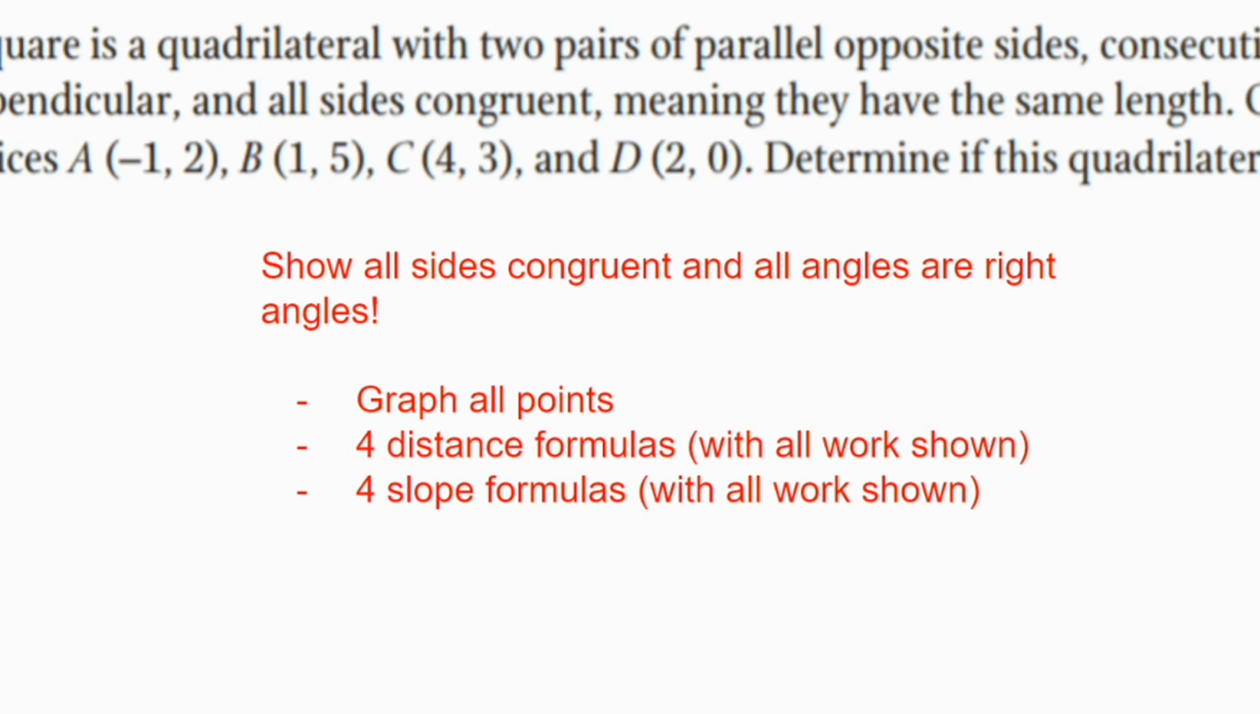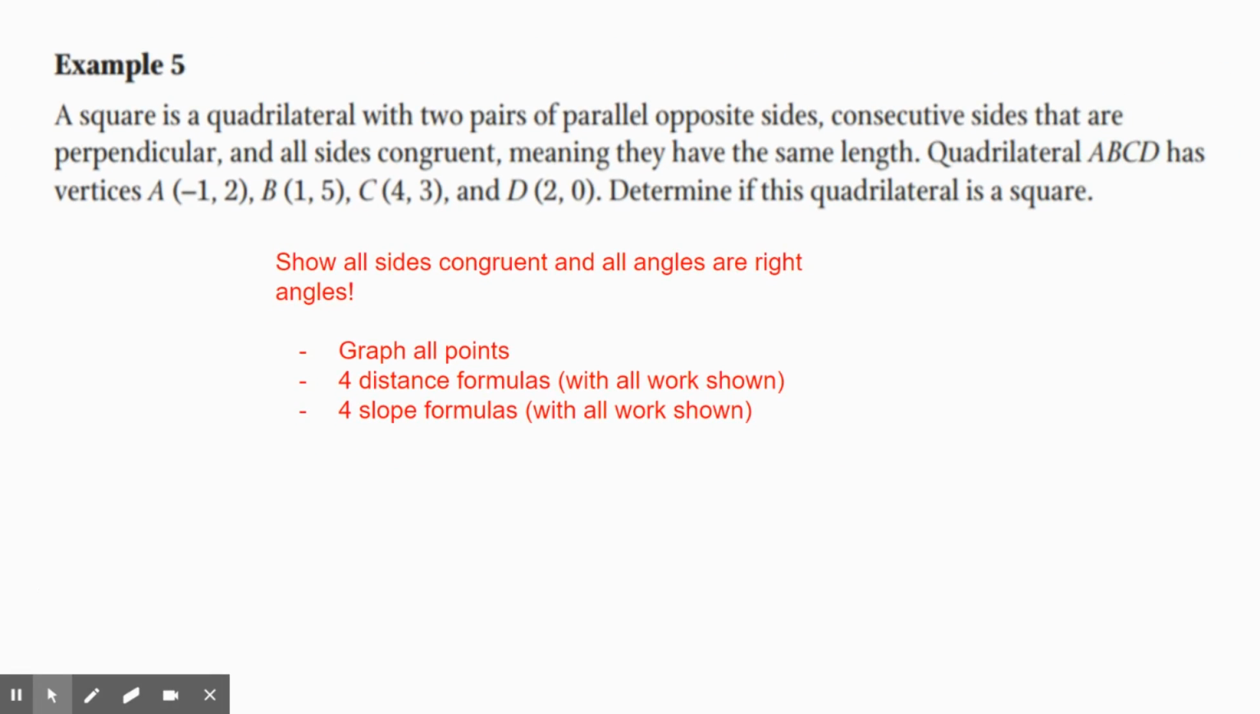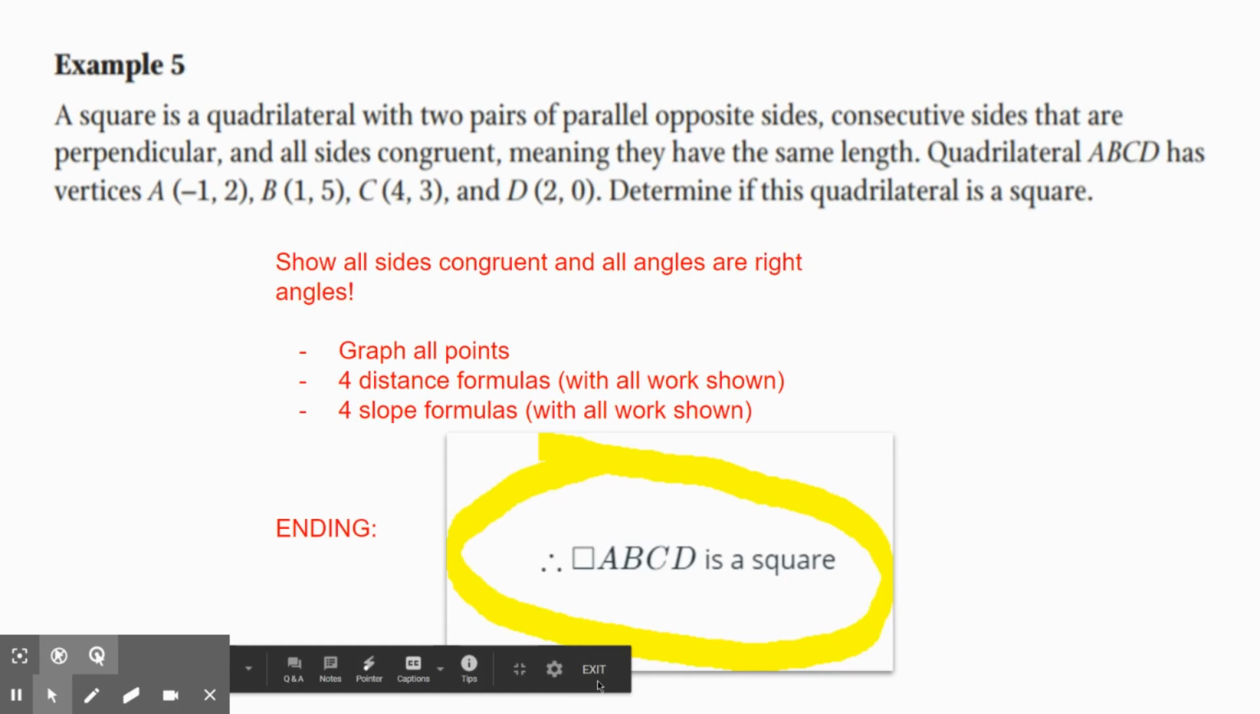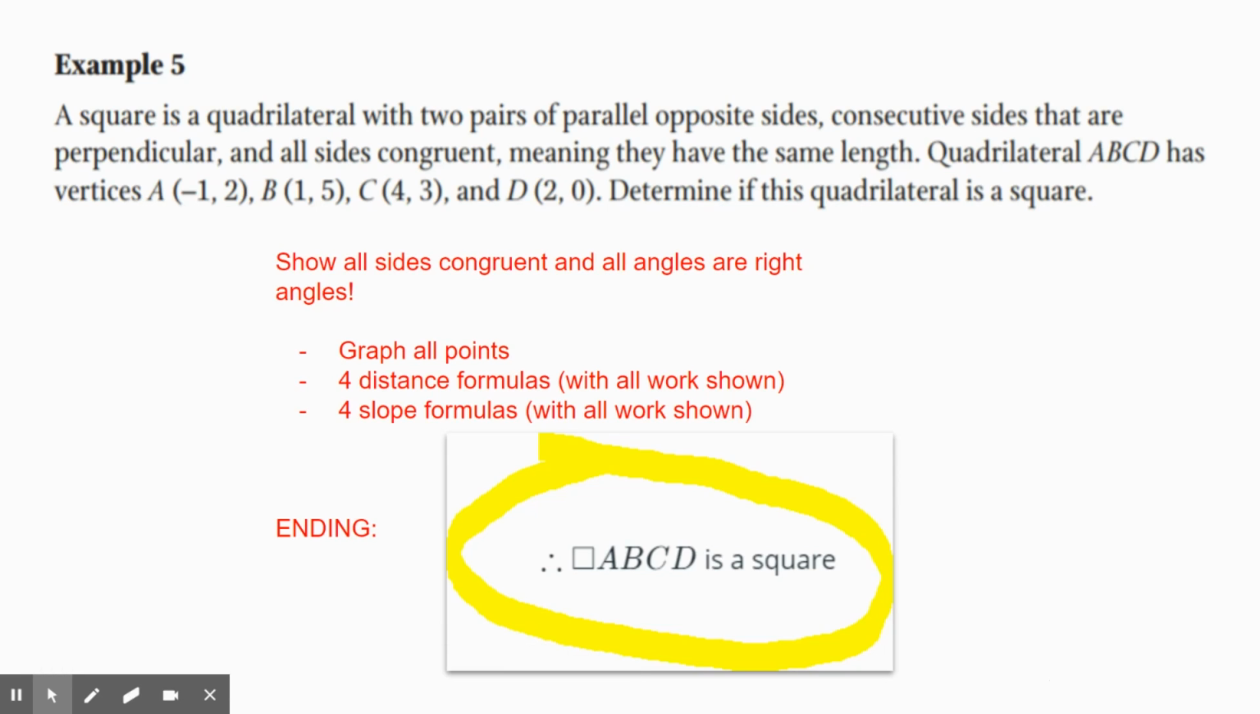Then I'm going to use 4 distance formulas between all of those 4 line segments, AB, BC, CD, and AD, with all my work shown, and I'm going to show you that all 4 distances are equal. Then I'm also going to have to show you 4 slope formulas, the slope between AB, BC, CD, and AD. And if they are opposite reciprocals or their products equal negative 1, I will have proven that this is a square. This is what's called a coordinate geometry proof, and we're going to do quite a few of these before the end of the unit.